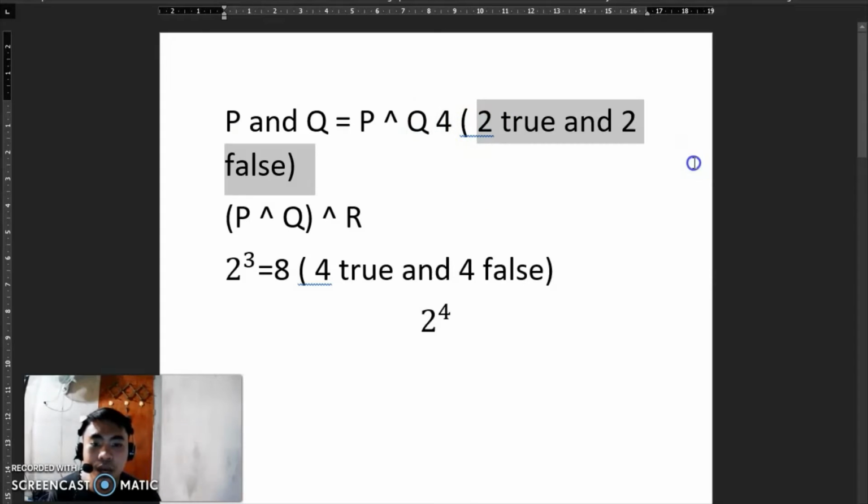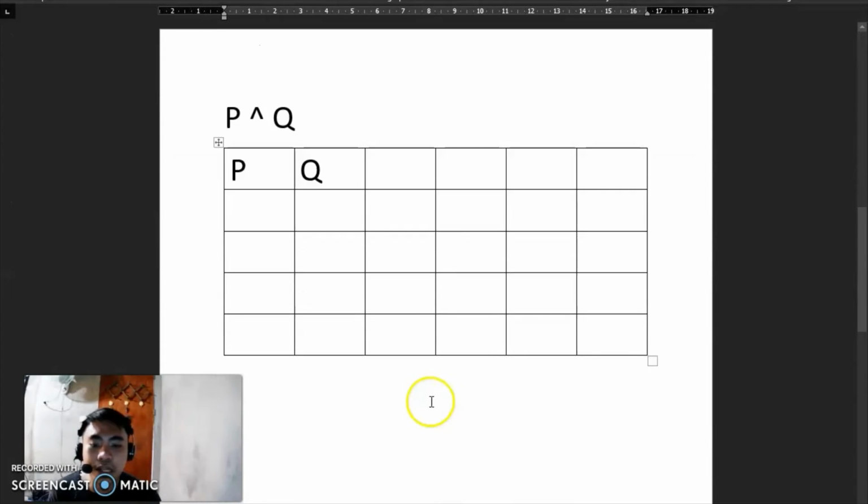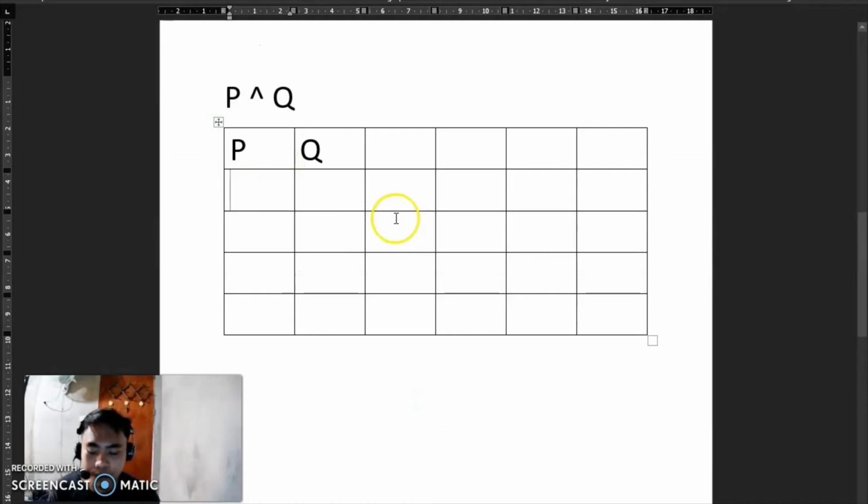So, we have 2 true and 2 false. So, yun po ang ilalagay natin sa element ni P. Dalawa daw pong true, tapos dalawang false. Yun po yung elements. So, mahalaga po na kinukuha muna natin ang number of elements using base 2 para alam po natin kung gaano karaming elements ang ilalagay natin sa table.